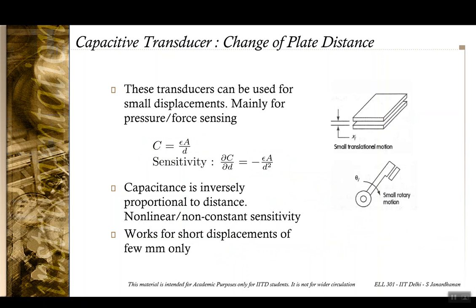The downside is that the capacitance is now inversely proportional to the distance. So first of all, the relationship between the capacitance and the distance is non-linear, and secondly, the sensitivity, unlike the earlier case, is now a non-constant sensitivity. So to be of any real use, some sort of linearization should be done for this. You should find a range in which the sensitivity is approximately constant, or you have to use a circuitry by which the sensitivity can be linearized.